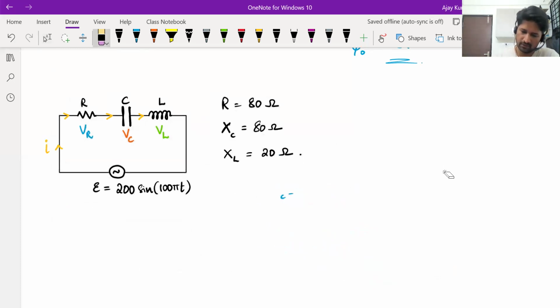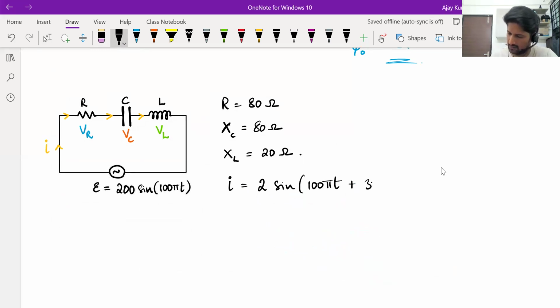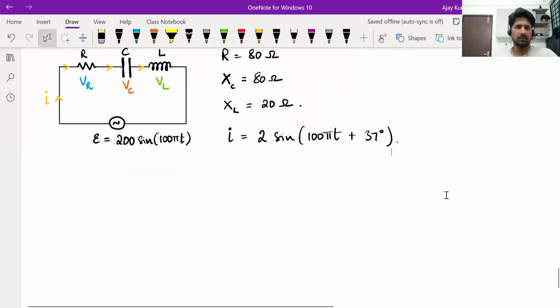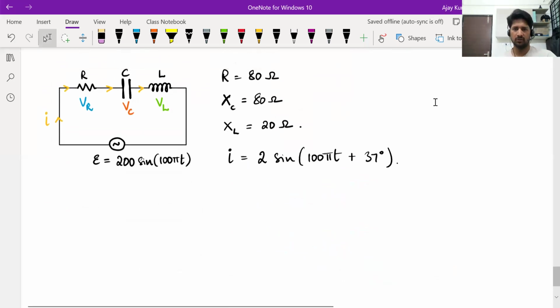And the current equation we got is I is equal to 2 sine(100 pi t plus 37 degrees). The same current will pass through all three of them. We can take advantage of that and derive the voltages.